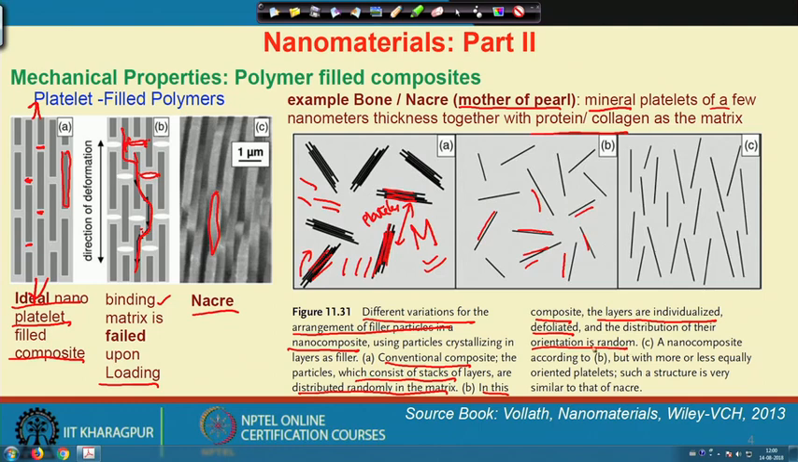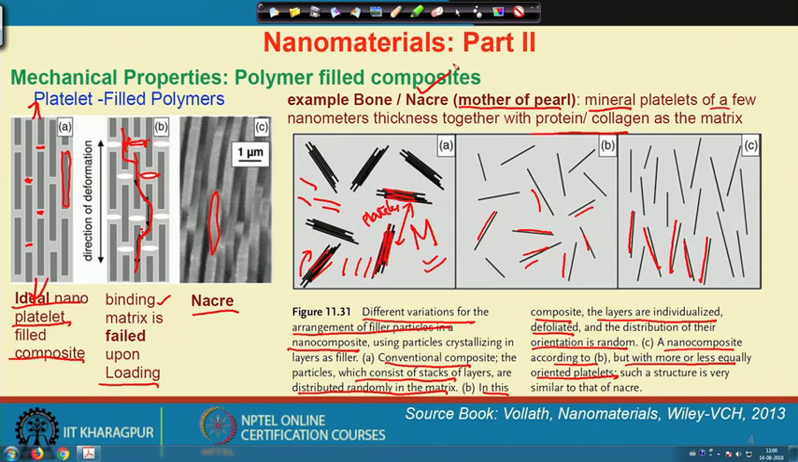Now, we can further improve the situation in a nanocomposite, where more or less equally oriented platelets we can produce, and this is the structure you can see, which is very similar to a nest.